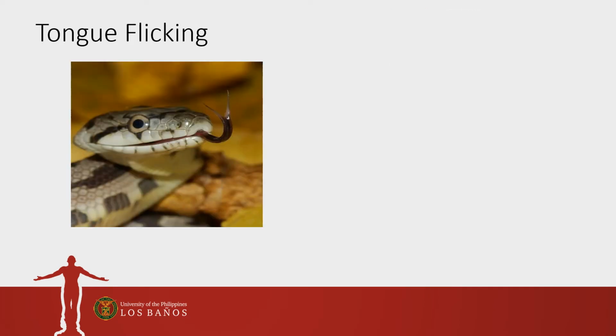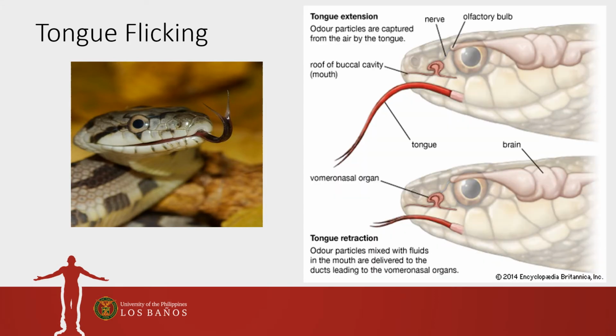The tongue of snakes is usually used to smell the air. During tongue extension, odor particles are captured in the air. The tongue is then retracted and odor particles are delivered to the vomeronasal organ. This will then process the information.